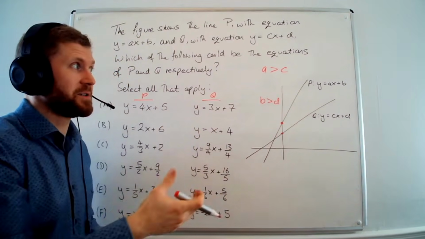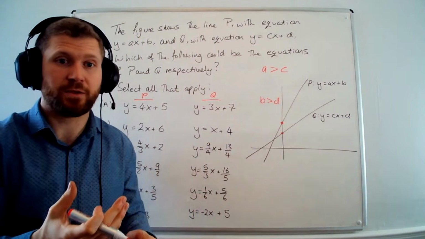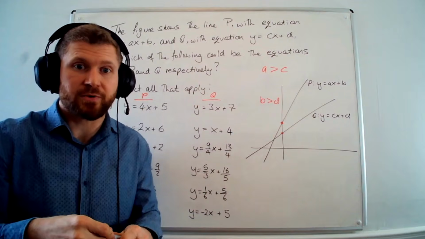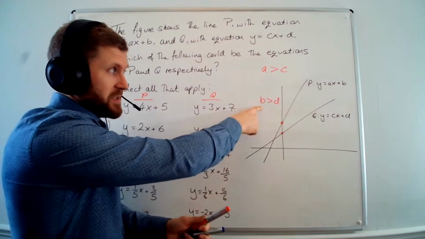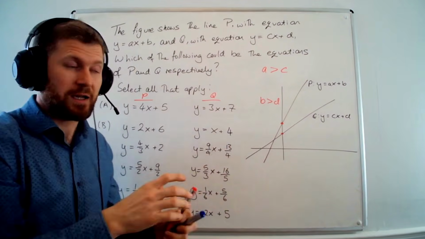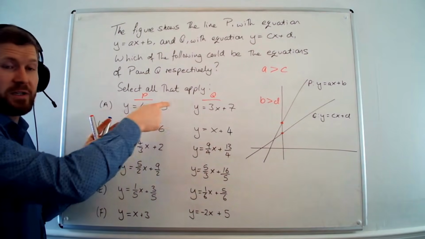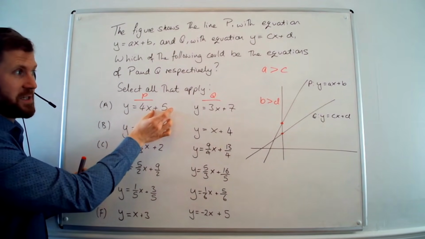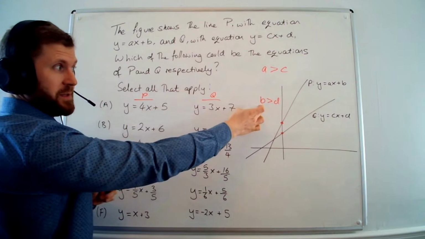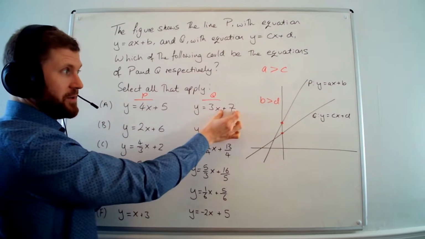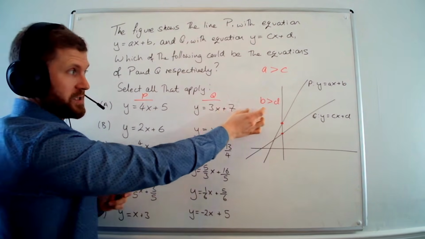The y-intercept of line P must be bigger than the y-intercept of line Q. So I'm going to take that second one first. I'm going to take the intercept thing first. And so what I should be able to do is look at each line, and the y-intercept of line P, which is the B value, should be bigger than the y-intercept of line Q, which is the D value.